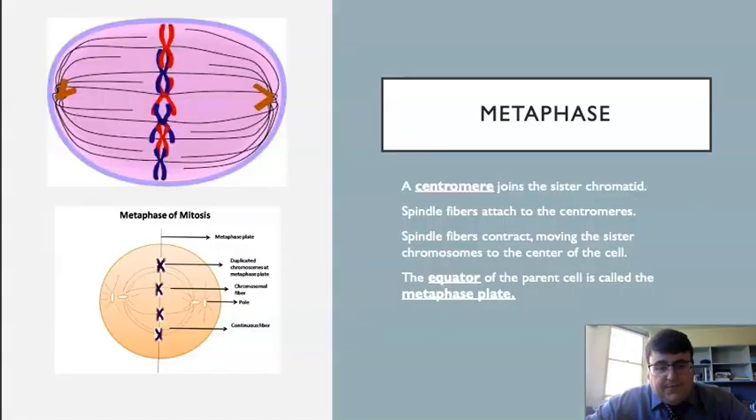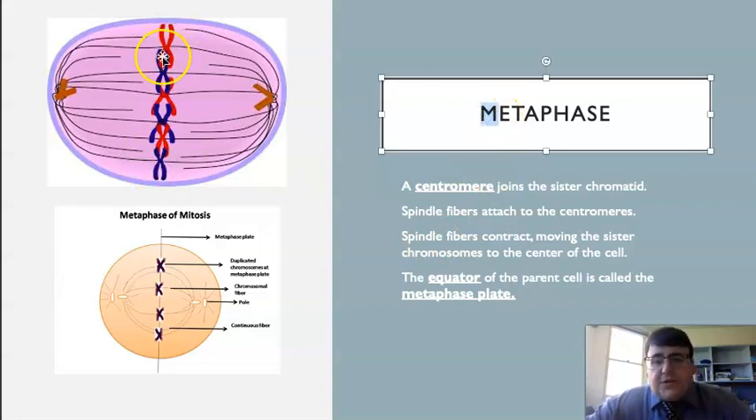Then we move on to metaphase. Metaphase is the second stage of mitosis. The main thing here is that the chromosomes are lining up down the middle of the cell. For me, I remember that because metaphase starts with an M and so does middle. So chromosomes lining up down the middle, that's what happens in metaphase. What's actually happening in the whole process though? The centromeres of each chromosome are being attached to the centrosomes. So spindle fibers come out and attach to the centromeres, and then the spindle fibers are going to start to contract and they'll move the sister chromatids to the center of the cell.